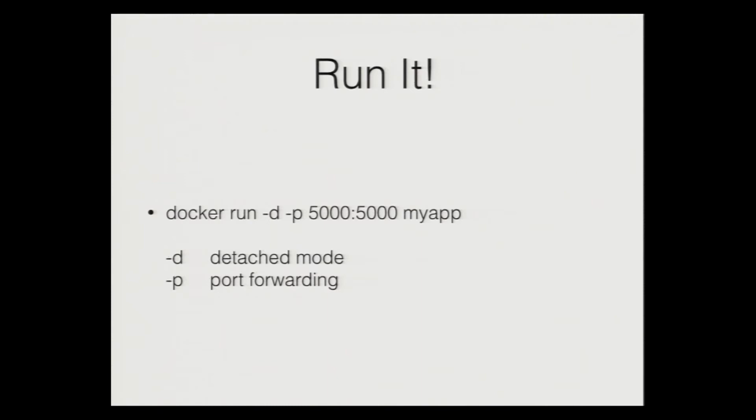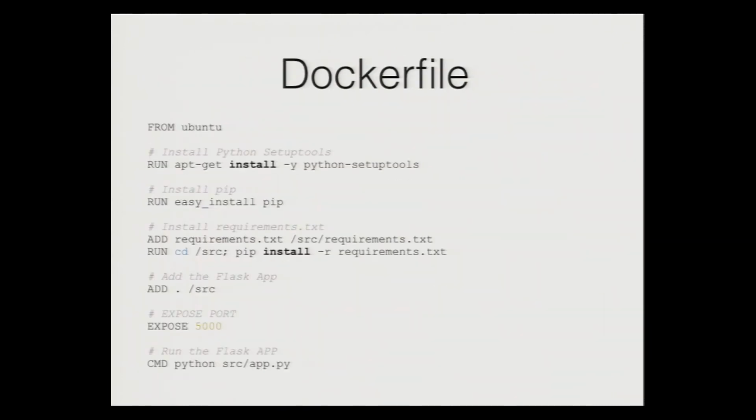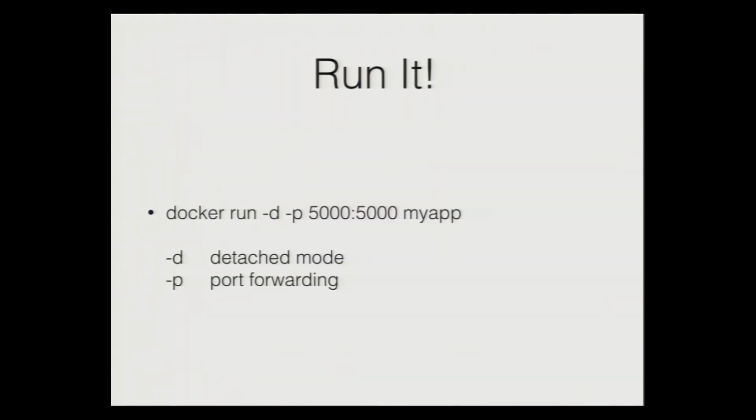And the different thing is that we don't need to give it the command we want to execute, because we have mentioned that the command we want to run is the Python source /app.py. So we don't need to tell Docker what to run here. But of course, you can override the command we store in the Dockerfile.